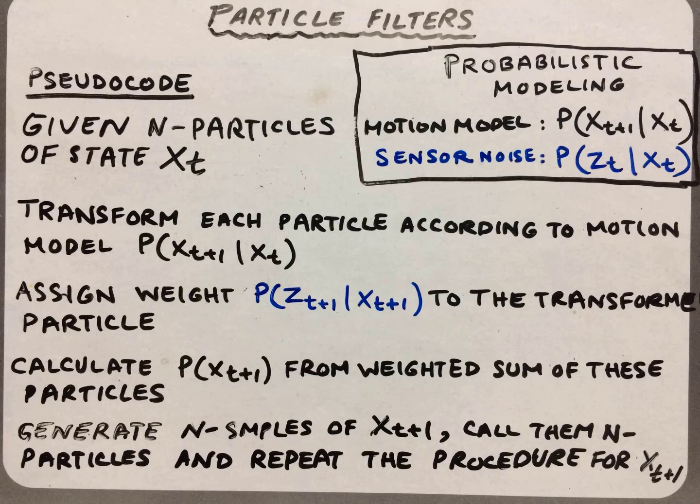In the next step, we are going to calculate the probability of the state variable x at time t plus 1. Therefore, this is probability x t plus 1 from the weighted sum of the transformed particles. And this completes one iteration of the particle filter. But if you look at the last line, it gives you a clue which is analogous to what we said in the first line: for the next iteration we are now going to work with n particles of the state variable inferred at time t plus 1. So we are going to sample and take n particles from state variable x at time t plus 1, and we are going to continue to repeat this process till the time index of our interest.